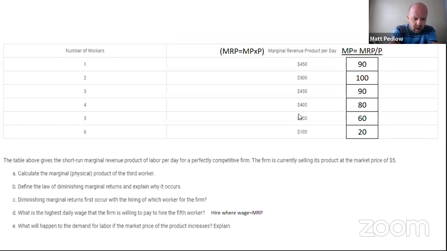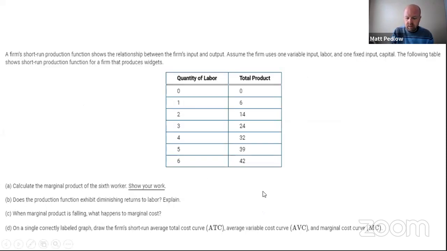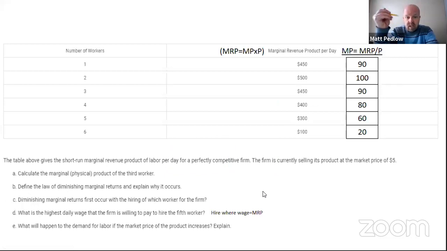And then E, what will happen to demand for labor if the price of the product increases? Once again, little note for you here. Demand for labor is MRP. MRP is defined as marginal product times price. If the price increases, MRP must increase. And if MRP is my demand for labor, I must hire more workers. So the explanation is because it would drive up the demand for labor. It would increase your MRP, which is your demand for labor. So I'd hire more workers.